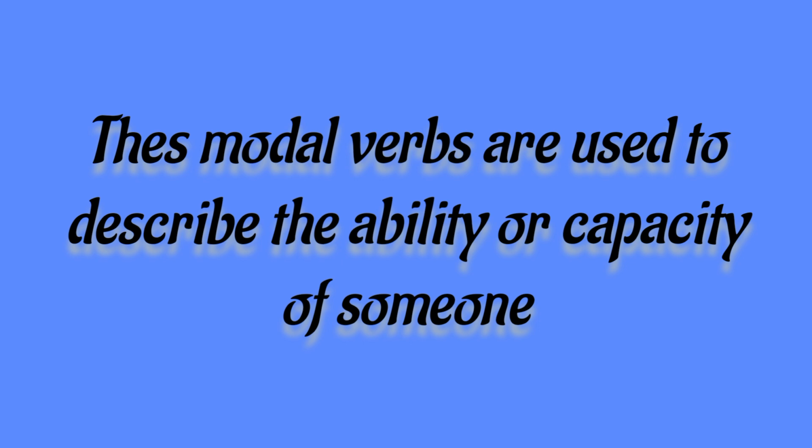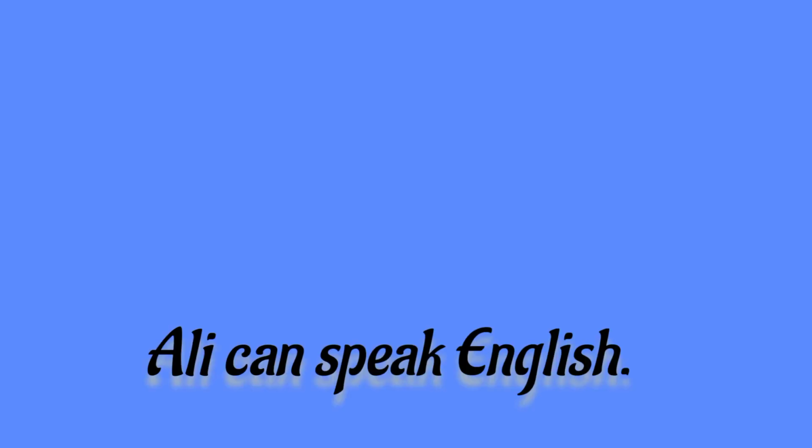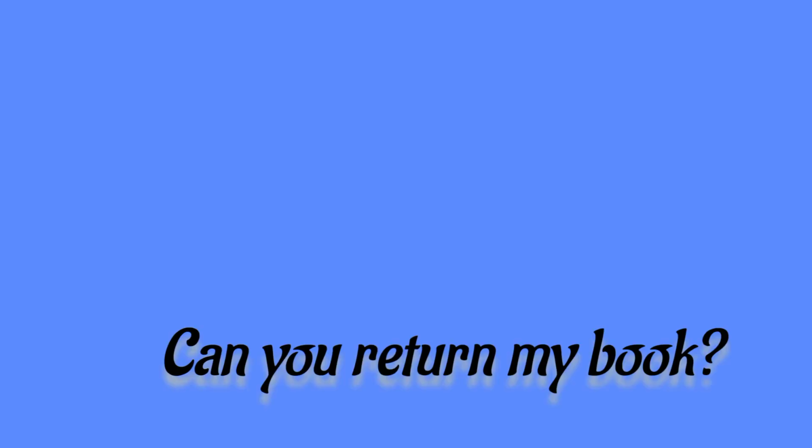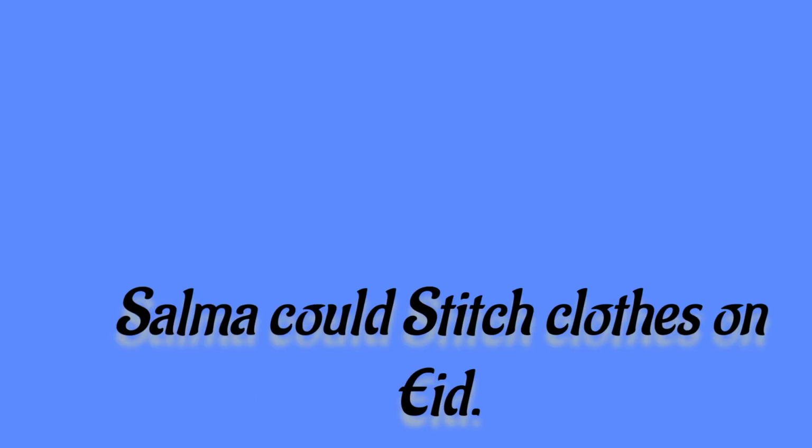Can or could is used to describe the ability of pronouns or subjects. Let's see examples for its explanation. Ali can speak English language. Speaking English language is the ability of Ali. Can you return my book? Salma could stitch clothes on Eid. Could you open the door, please?